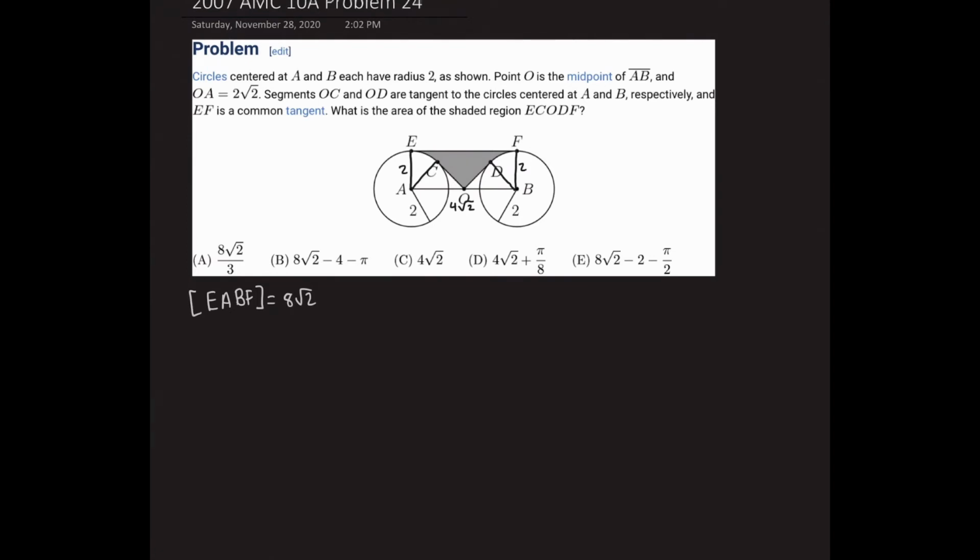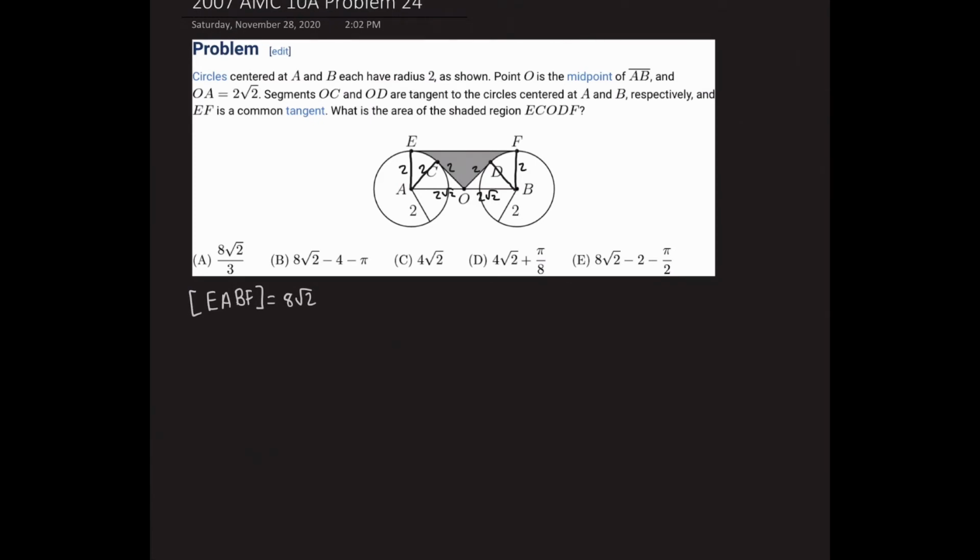So we know that AC is 2. And we also know that AO is 2 root 2. Right here is 2 root 2. And in fact, instead of 4 root 2, I'm going to write each of those segments as 2 root 2. So this means that it's a right triangle because any tangent to a circle is perpendicular to the radius that intersects it. And so this is also 2, and this is also 2.